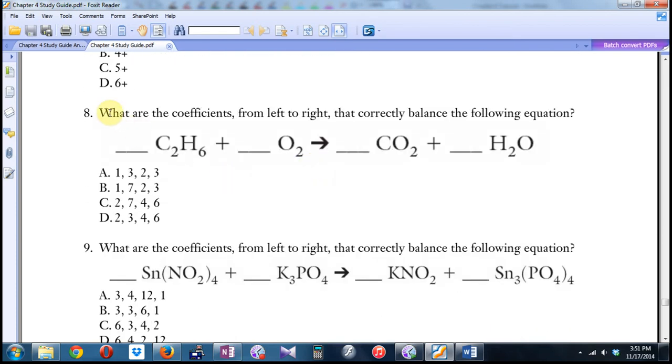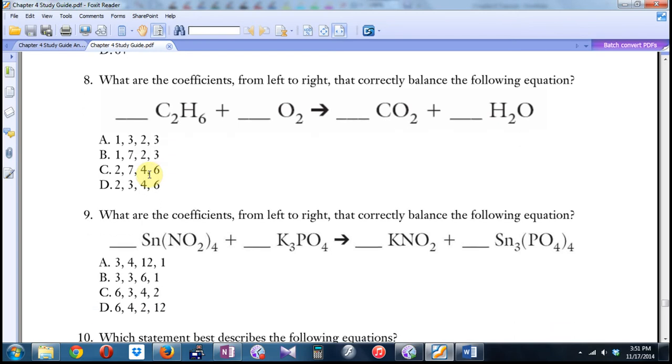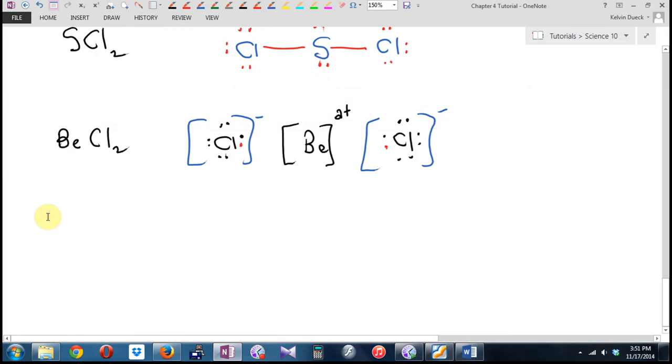So number 8, here's an example again of a multiple choice balancing equation question. Okay. Number 9, in fact, we'll do both of these together because we need balancing equation practice. But I'm not going to copy the answers. That way you don't know whether the answer is A, B, C, or D. You can still try this for homework on your own.